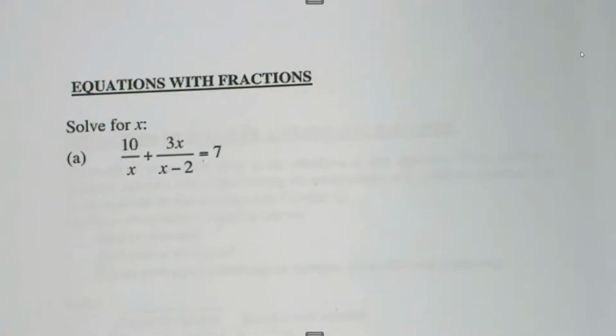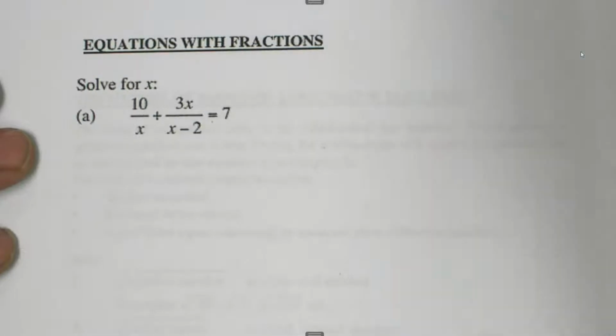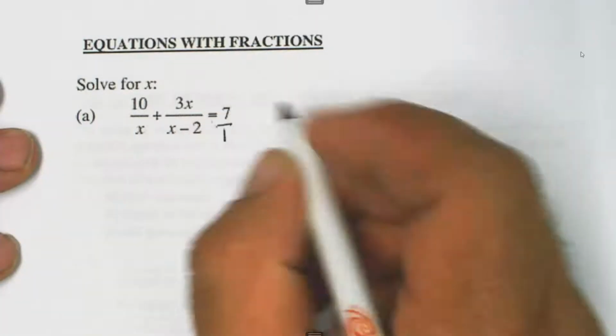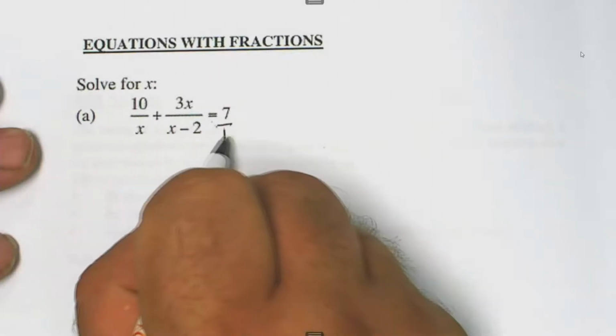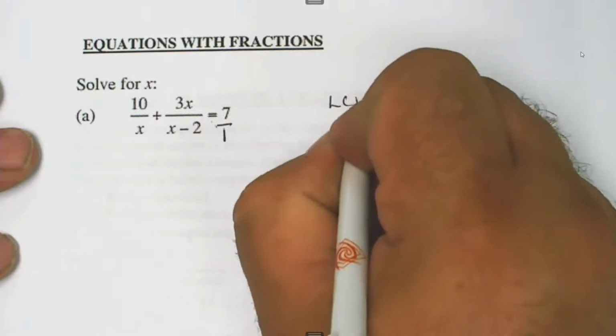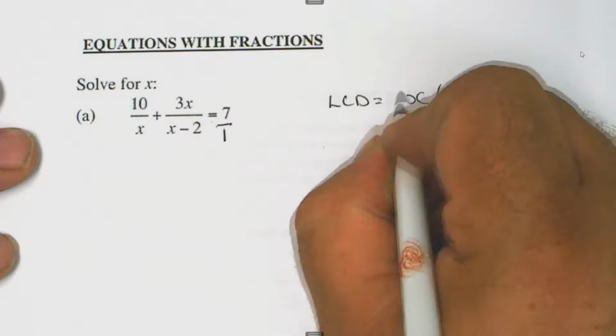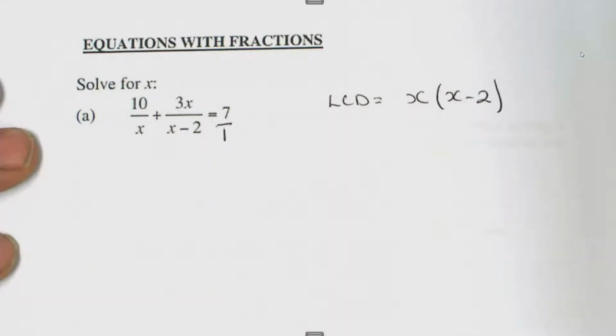Right, let's look at equations with fractions. That's the next section of work. So in this case, your first step is to get rid of the fraction in an equation. To get rid of the fraction, we multiply each term by the LCD. Now the LCD of 1 and x minus 2, so the LCD here is equal to x bracket x minus 2, and the 1 is there. So I multiply each term by the LCD.